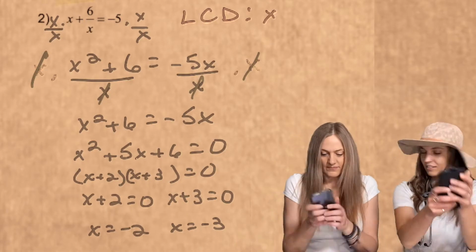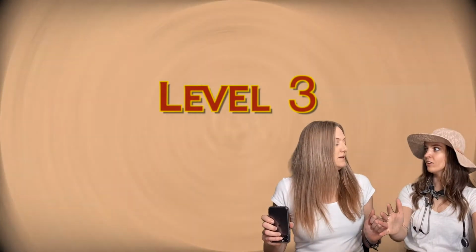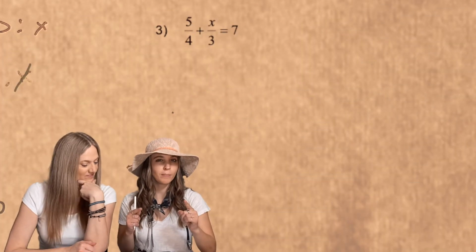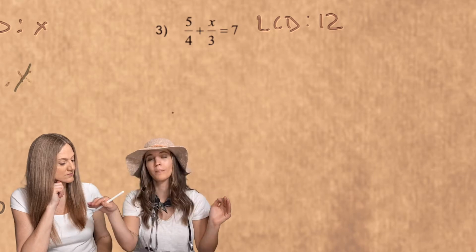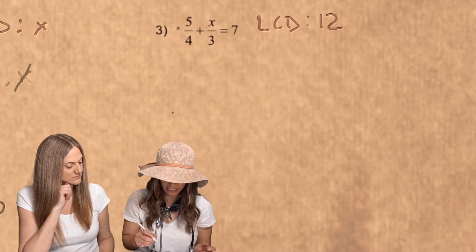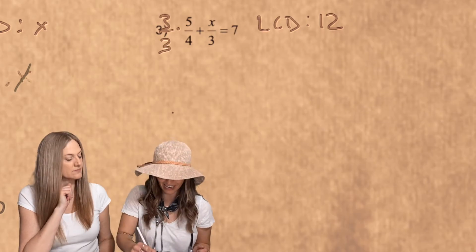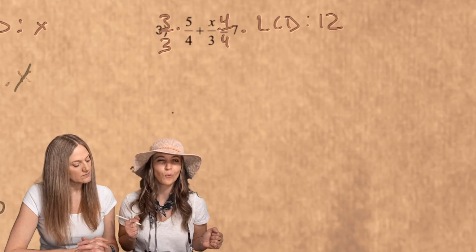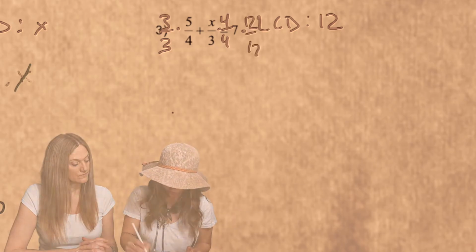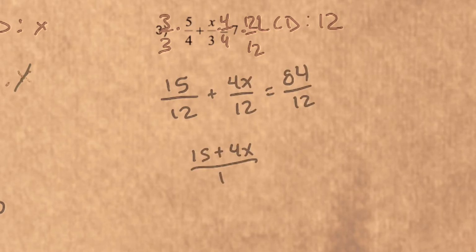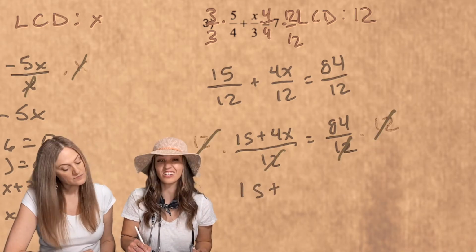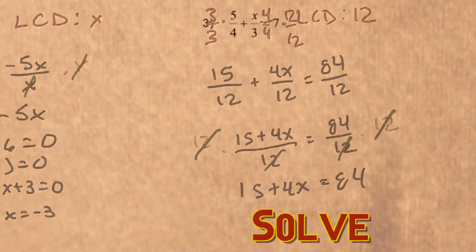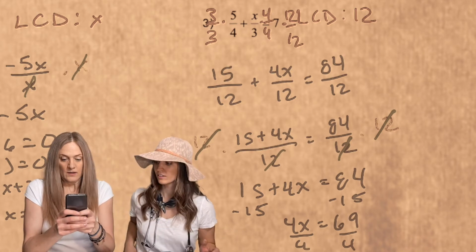Let's try another level. Looking at this one, I'm gonna start the same way. Find that least common denominator first. What's it gonna be? 12. Now I'm gonna multiply by what each fraction needs so I can have that least common denominator across the entire equation. That first denominator needs a 3, so I'll multiply by 3 over 3. Second one, 4, so multiply by 4 over 4. What's that 7 over 1 need? The whole 12, so multiply that one by 12 over 12. Now I have that least common denominator across the entire equation, so I can just multiply it out and get 15 plus 4x equals 84. Solve it. x equals 69/4.